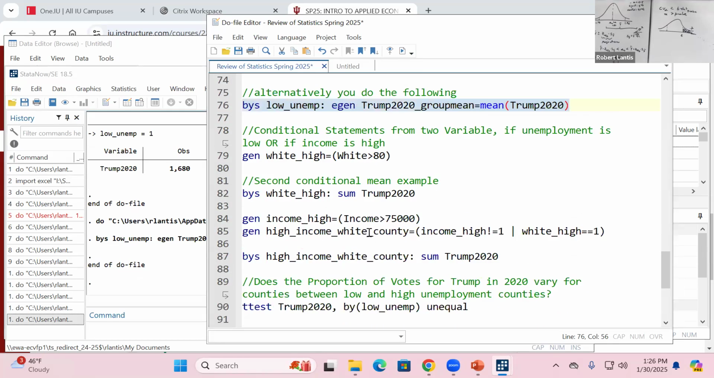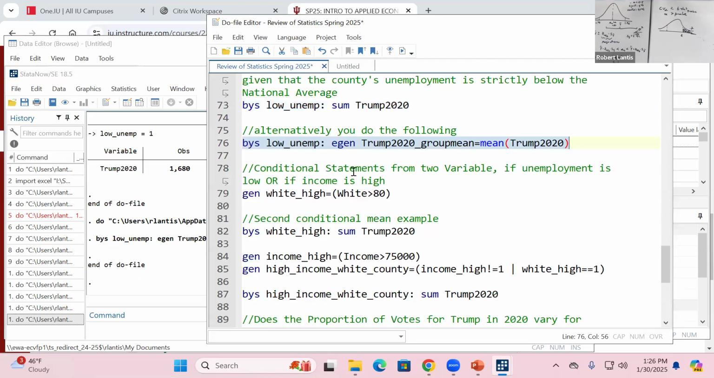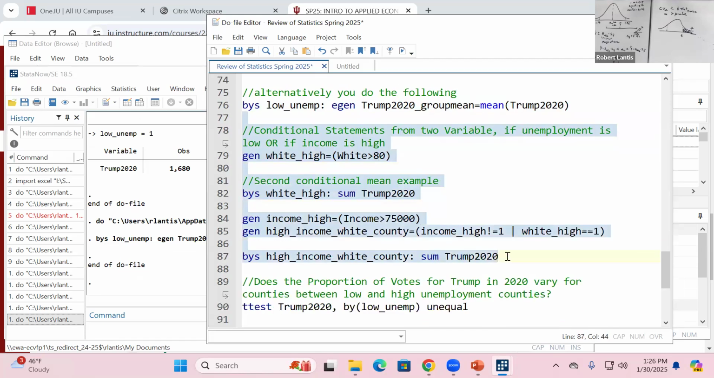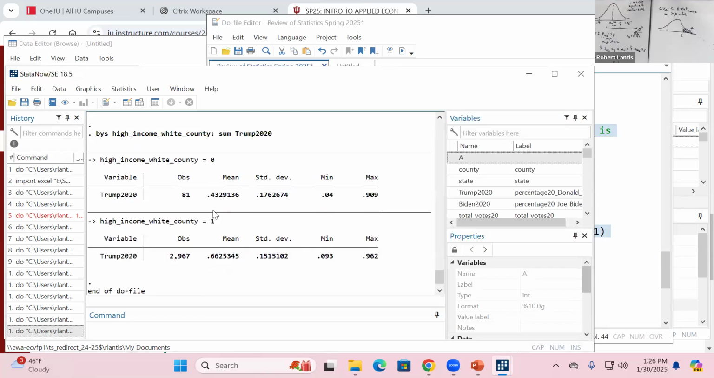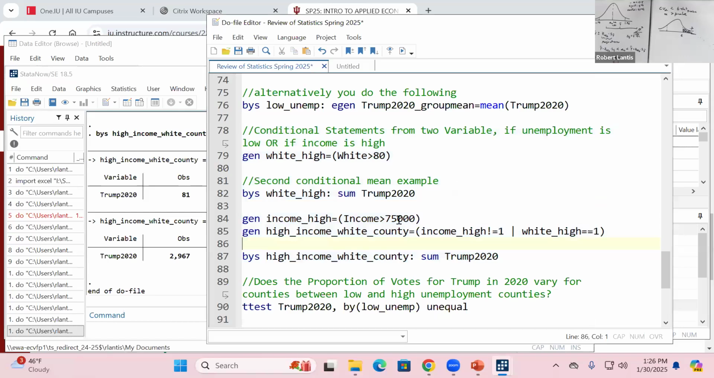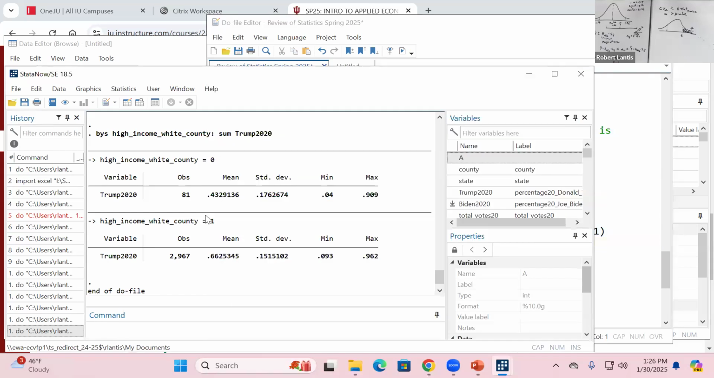I've got another example in here where you can do this by high versus low proportion white. I thought that might be interesting. So I did if white was above 80, which was like 80%, I did high income. So we can take a look at the income one just because it's interesting. Notice counties that had high incomes, and I chose 75,000. So these are really wealthy counties. Those really wealthy counties, the proportion of people that voted for Trump, much higher than these counties that weren't, right?